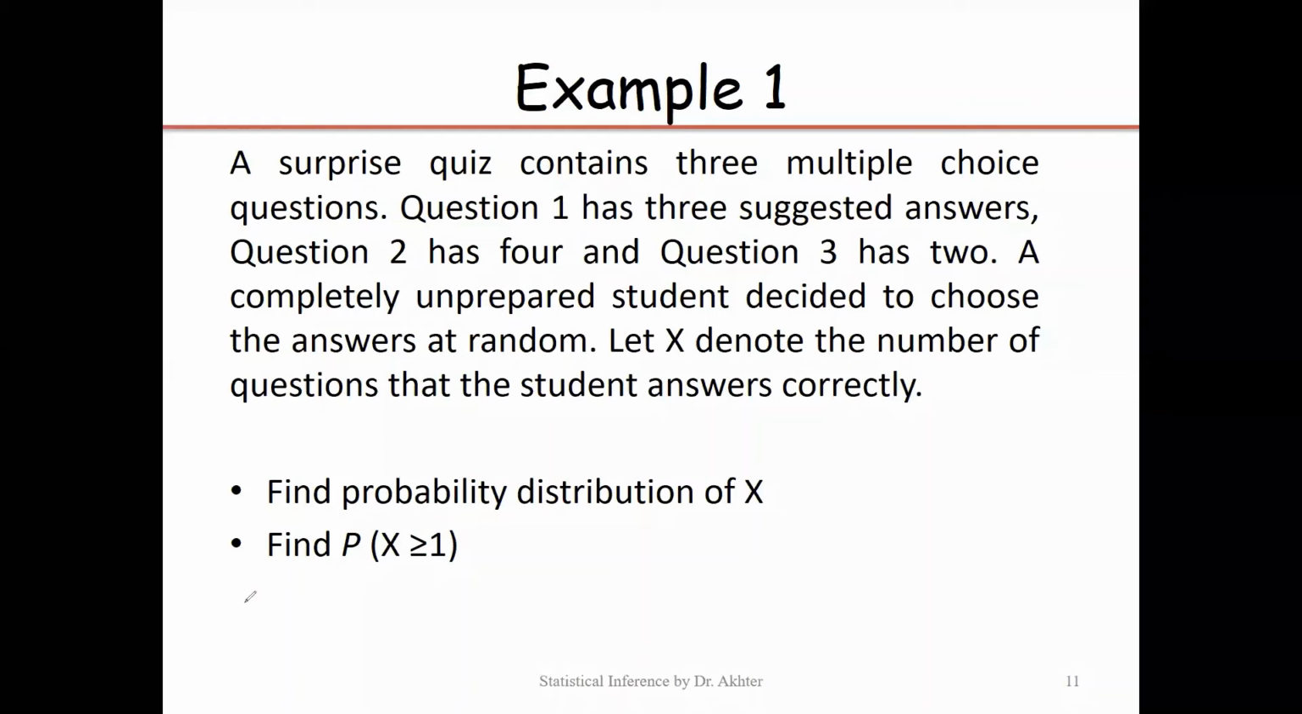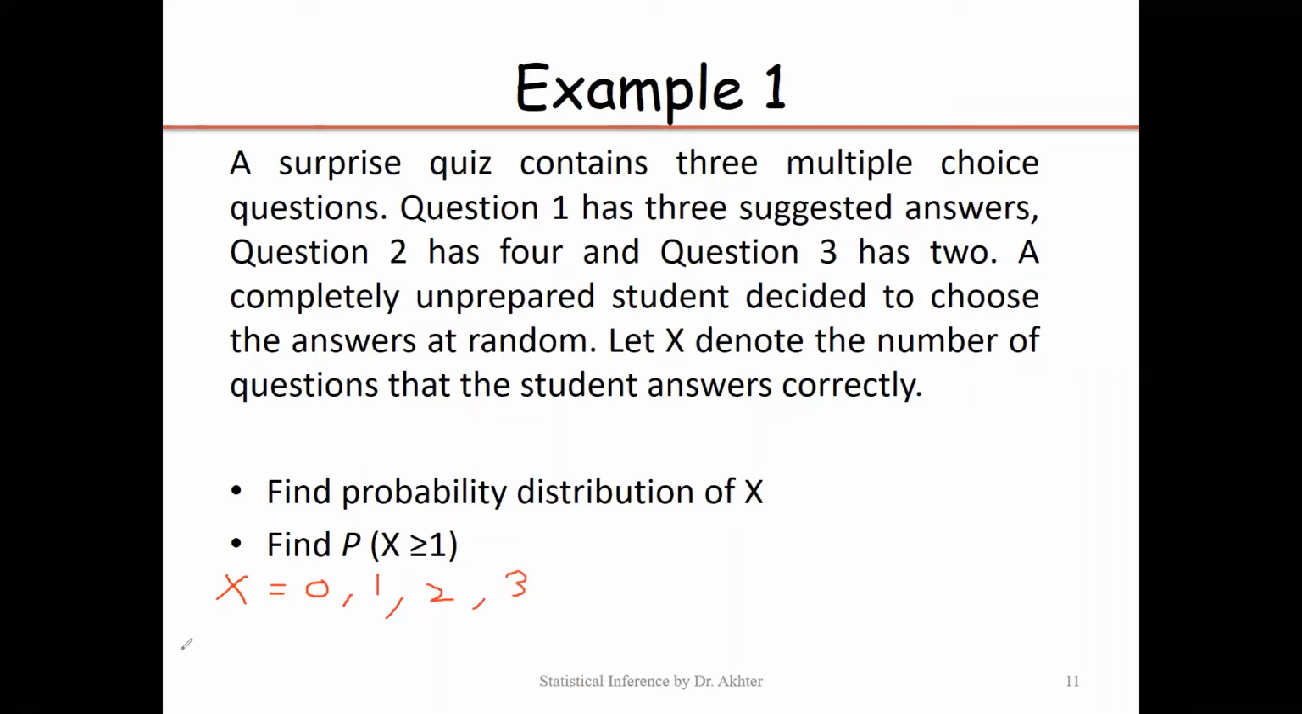Represented as the number of questions solved correctly. So there is a possibility that the student will answer all the questions wrong. So x is equal to 0 means what? All three questions are wrong. Out of three questions that he solved, one is correct, two are wrong, two are correct, or all three are correct. So these are all the possibilities.